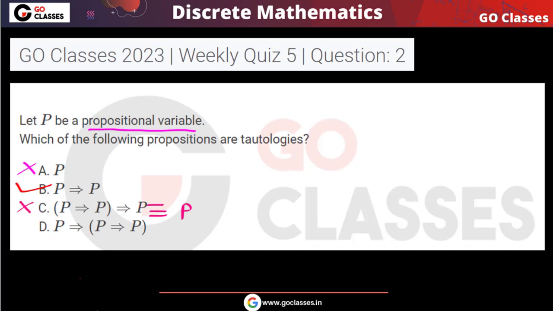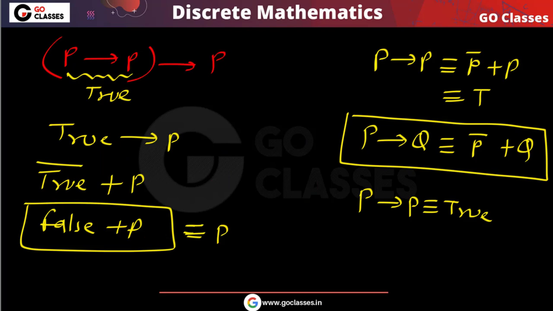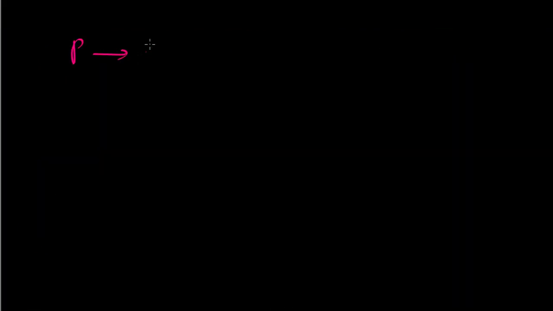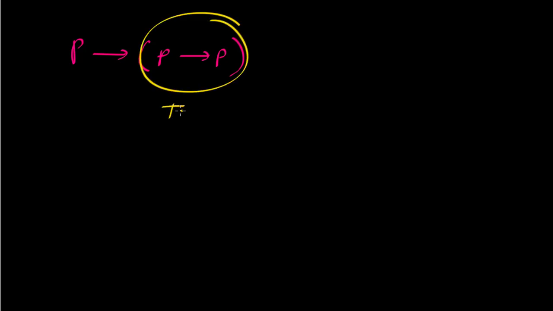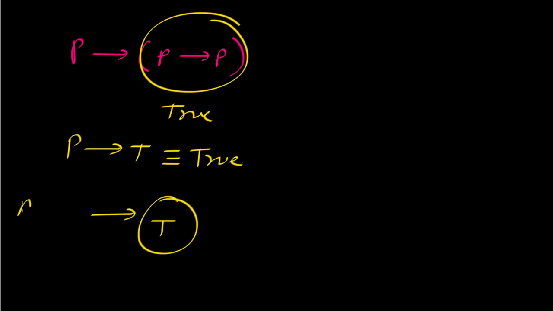Next, the last one is P implies P implies true. We already know that anything implies true. P implies true is basically true, because in an implication, anything implies true. Whatever you put here does not matter. Anything implies true is equivalent to true.